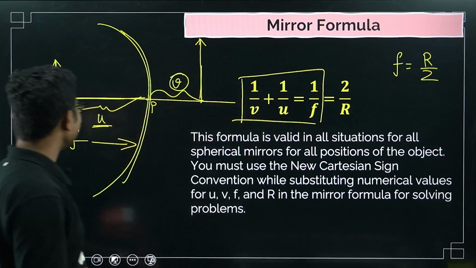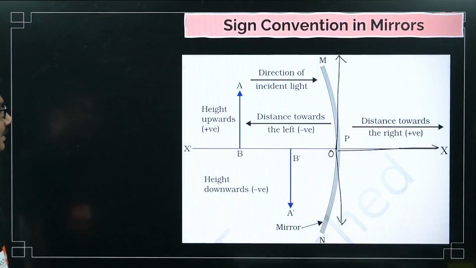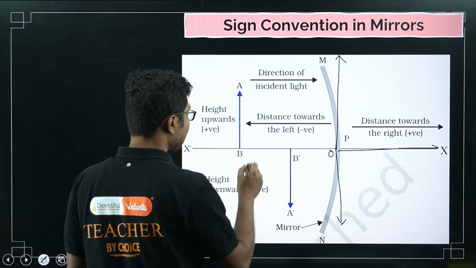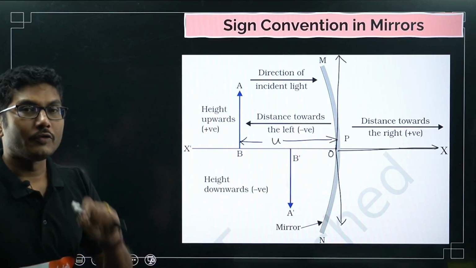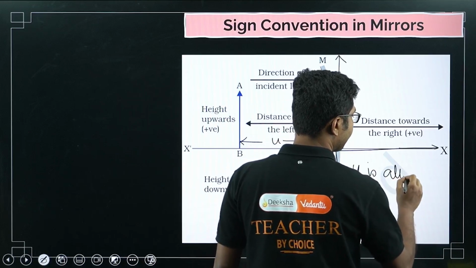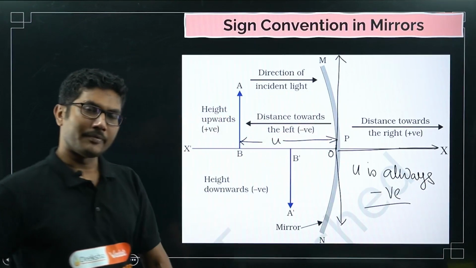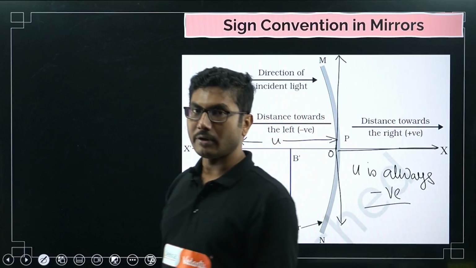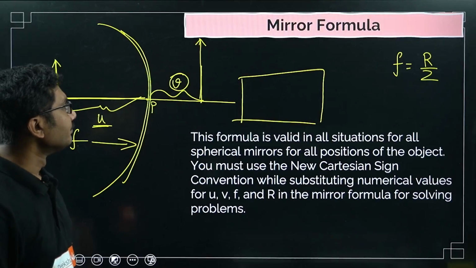For example, in our previous case, we have seen that object distance is always negative. So this is the object, and in this case this is u, right? Object distance is always negative. u is always negative. You have to remember this whenever you are solving problems, even though the negative sign sometimes cancels and sometimes does not, you don't have to worry about it. So u is always negative.